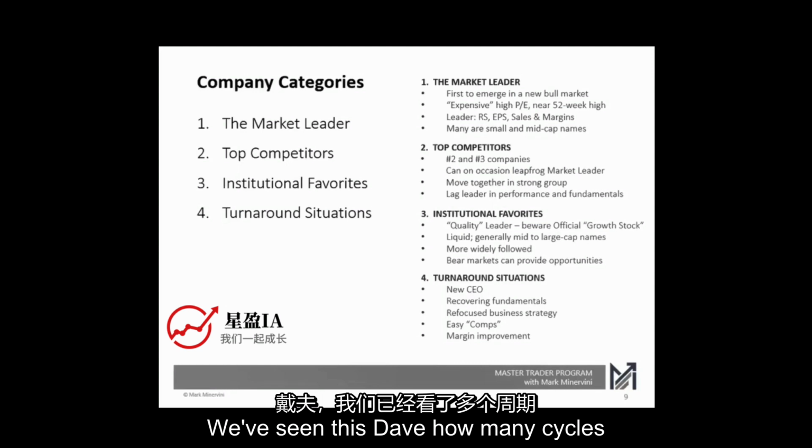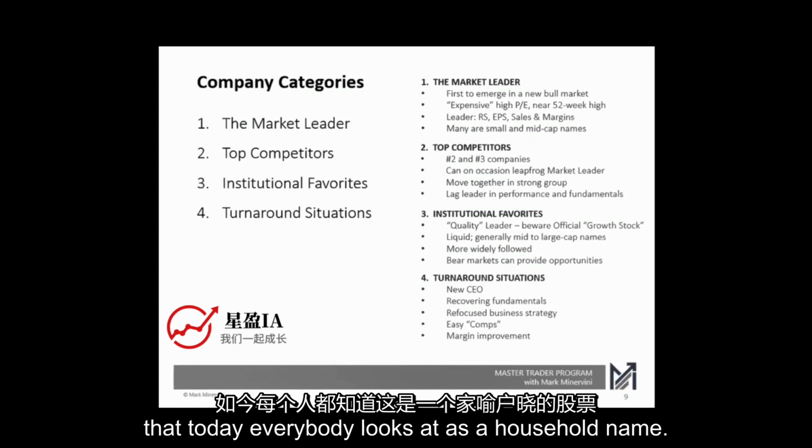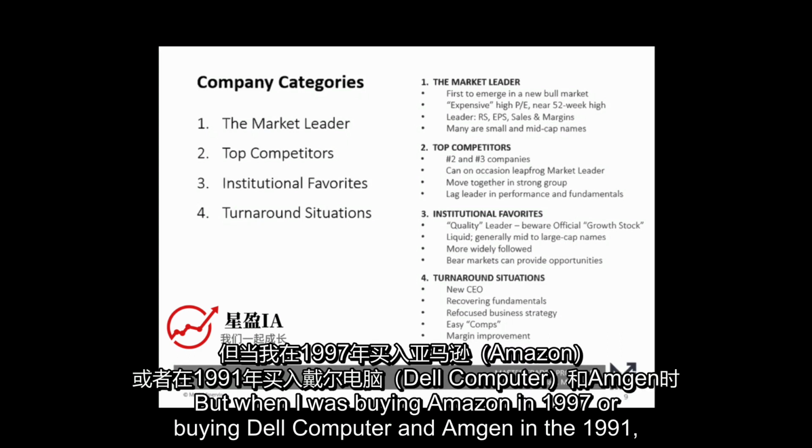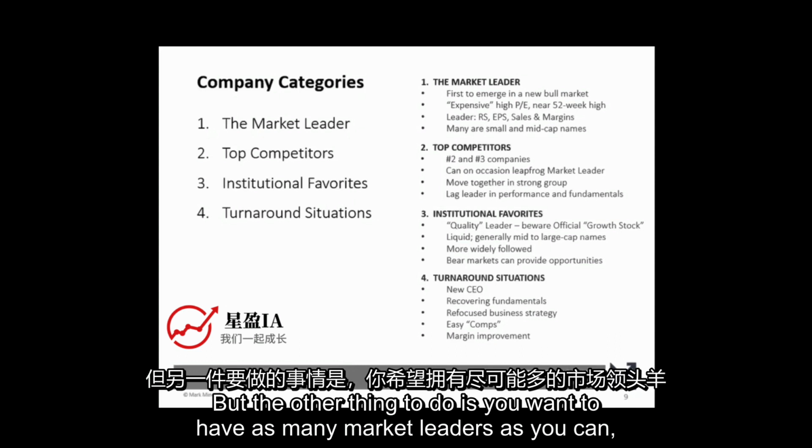How many cycles? I like to point out some of the names that were coming off the 1990 bear market that today everybody looks at as a household name. But when I was buying Amazon in '97 or buying Dell Computer and Amgen in 1991, nobody knew those names, right?